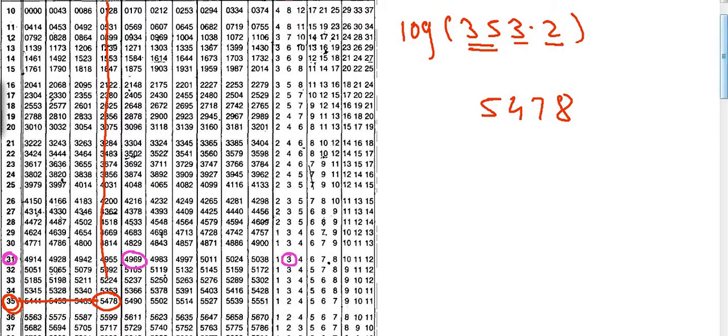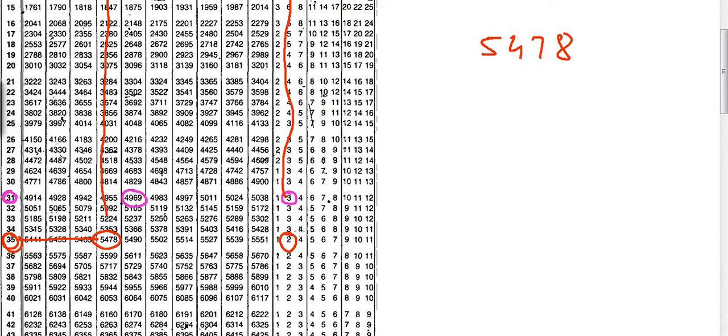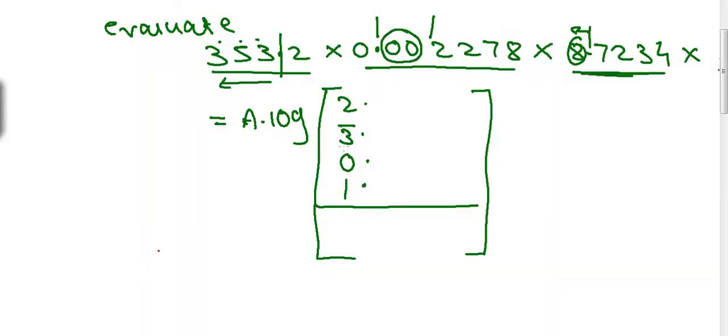Now we have to add the mean difference. The mean difference corresponds to the last digit, that is 2. Now just go straight down till we get 35. So here is the mean difference for 2, which is 2. Now add 2 to 5478. That is 8 plus 2 is 10, 0, carry 1, 7 plus 1 is 8. So it is 5480. Let us write it here. 5480.